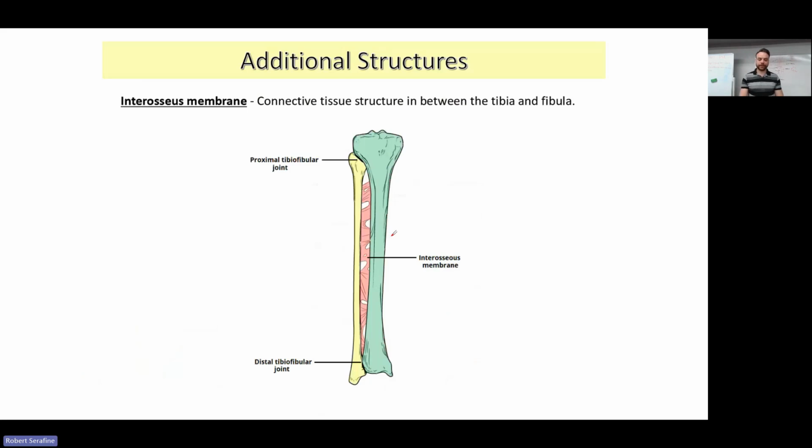We also have the interosseous membrane, very similar to the forearm and hand, where we had this matrix of connective tissue in between two bones. If we break this down, inter means in between, os refers to bone, so an osseous membrane is a membranous structure in between two bones, and in this case, the two bones being the tibia and the fibula.